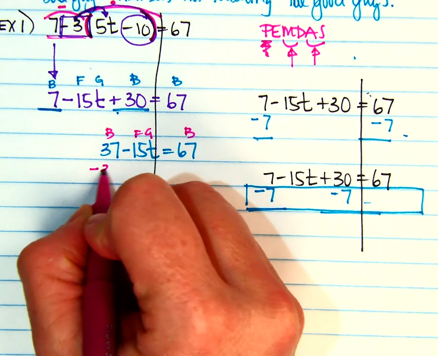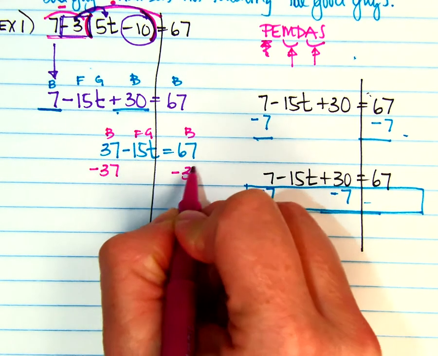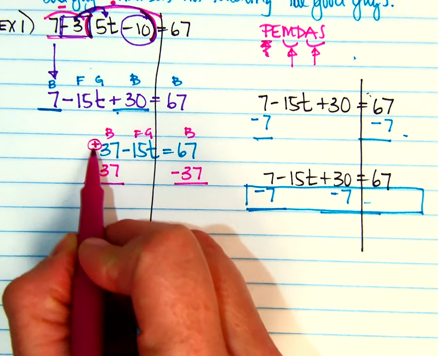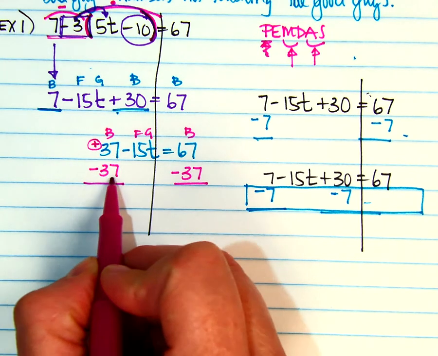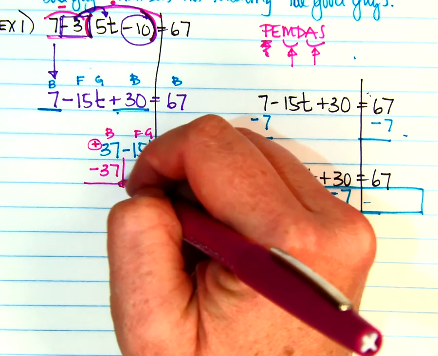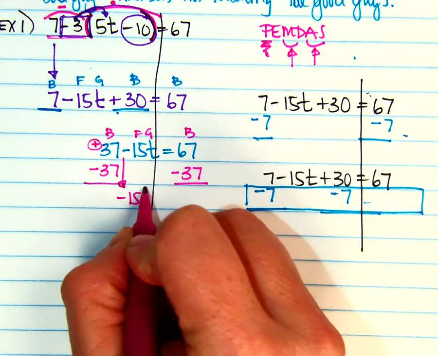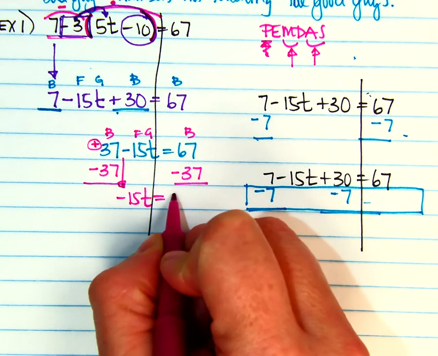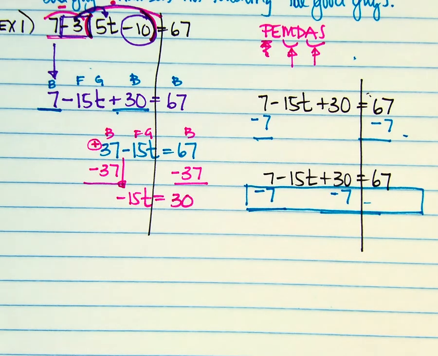So I'm going to subtract, because I'm doing the opposite for the inverse operation. Here we understood adding, so I need to subtract. Don't forget to bring down the negative 15. T equals 67 minus 37 gives me 30.